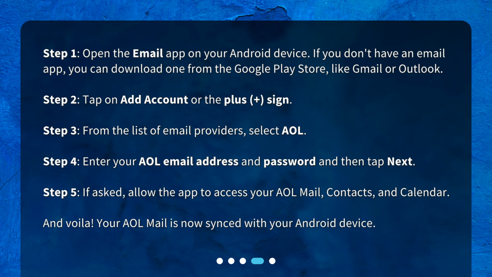Step 4. Enter your AOL email address and password and then tap Next. Step 5. If prompted, allow the app to access your AOL mail, contacts, and calendar. And voila! Your AOL mail is now synced with your Android device.